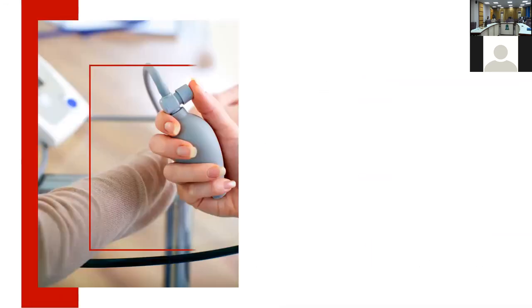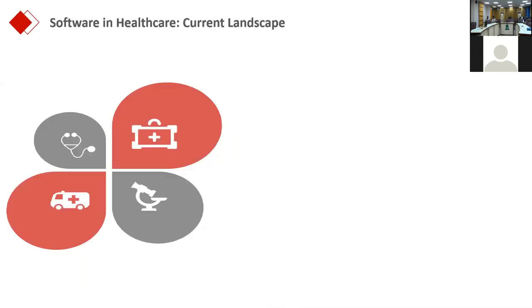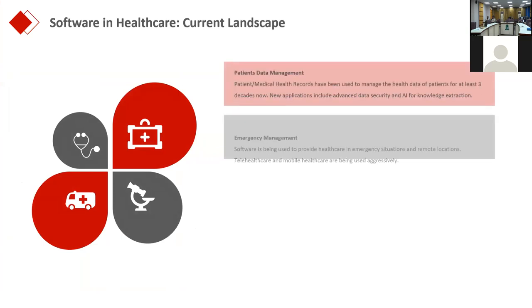So, what do we do? We of course bring in software and AI. We bring in the most revolutionizing, let's just say, technology of the 20th century into play here, and that is going to lower costs and increase effectiveness, as I will show in the next few slides. So, what's the current landscape? Where is the software being used?